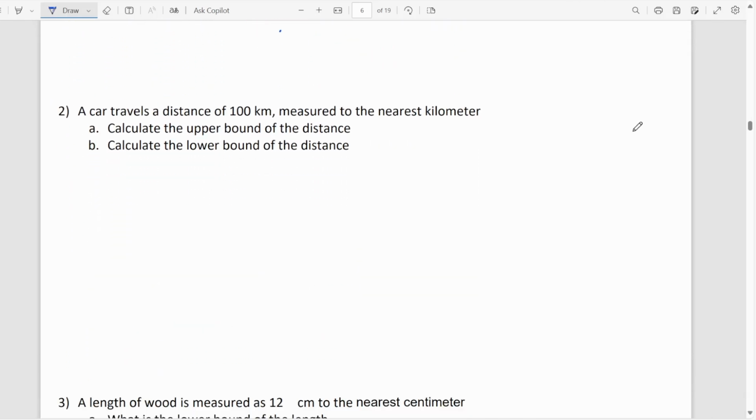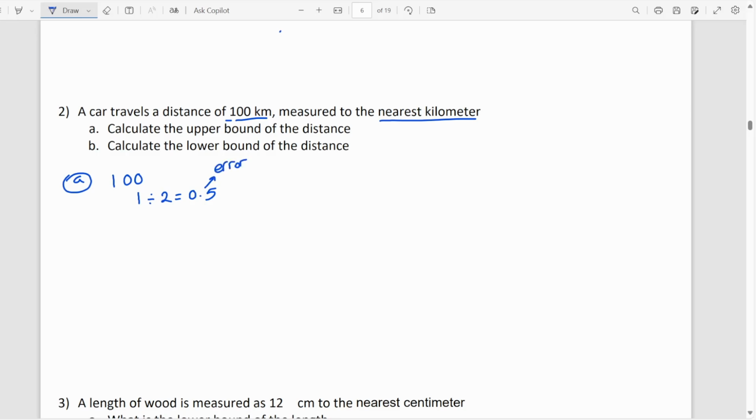Okay, so a car travels a distance of 100 kilometers measured to the nearest kilometer. Calculate the upper bound of the distance. Basically it traveled 100 kilometers to the nearest 1 kilometer. So the unit of round here is again 1. It's just the same unit, okay? So we'll divide this by 2 to get our error, which is 0.5. So this is the error.